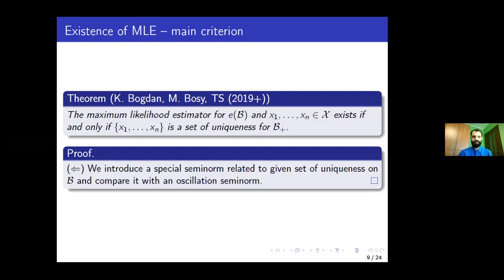On the other side, the proof is much more subtle. Here we introduce a special seminorm related to a given set of uniqueness on B, and we compare it with an oscillation seminorm. So, are there any questions so far?